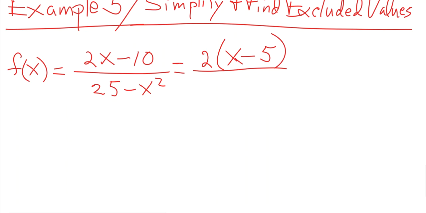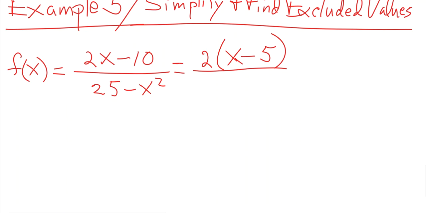The denominator is the difference of two squares. As I said, it's going to be 5 squared minus x squared, which would factor as 5 plus x times 5 minus x. However, look at the numerator. Instead of 5 minus x, it's x minus 5. It's the same thing, but it's in reversed order. So how do we deal with that?